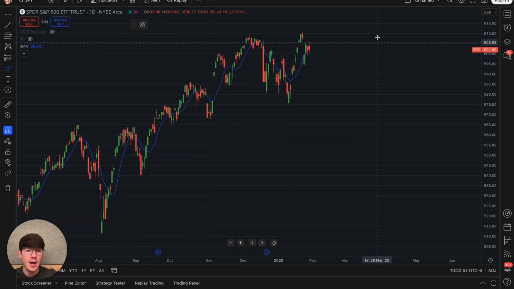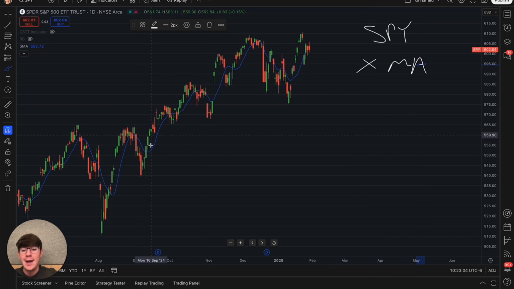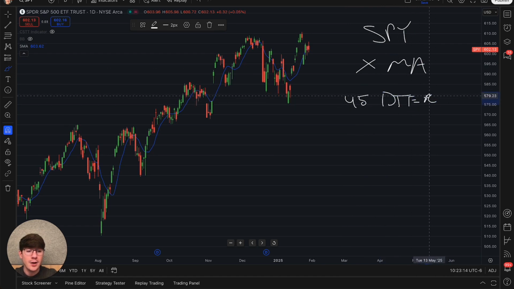Let's say the following. You like trading SPY, and when you trade SPY, you like entering when it crosses above the moving average. You say, hey, when SPY breaks above this moving average line, my trades tend to work out better. And when I do enter a trade, it's a 45 DTE credit spread, I should say PCS, put credit spread, and then we can structure that.